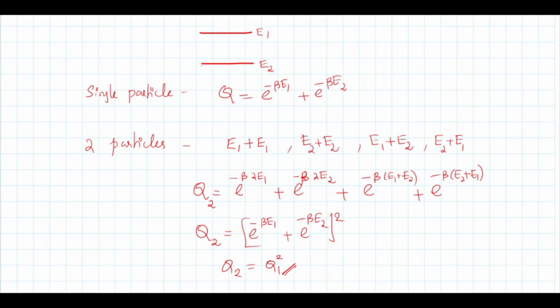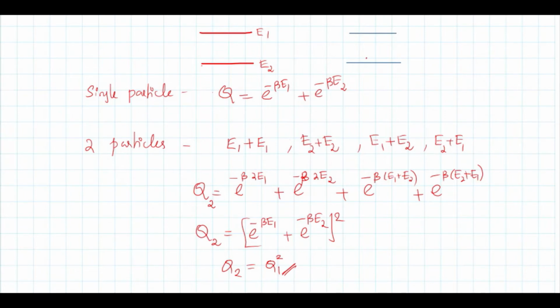Then what is the partition function? It is sigma r e raised to minus beta Er. Here E can have two values. So e raised to minus beta E1 plus e raised to minus beta E2. This is the partition function. Suppose now you have two particles. Then what are the possible ways in which the two particles can situate in these energy levels?